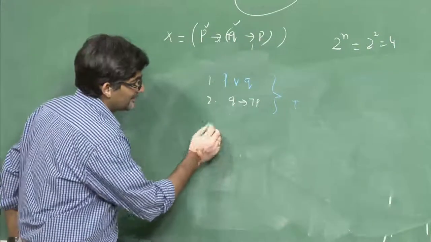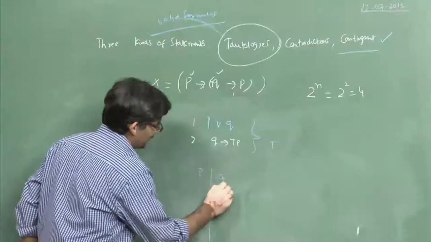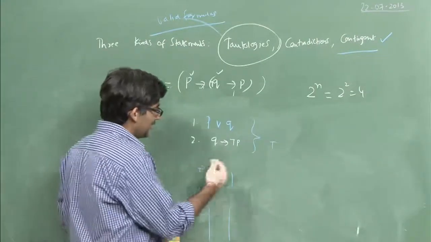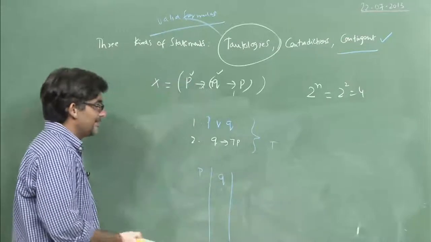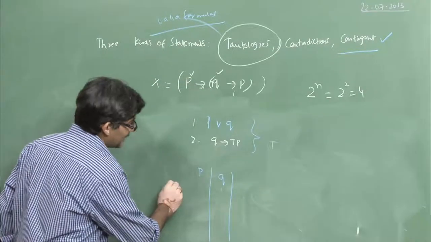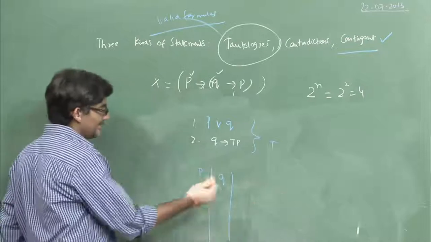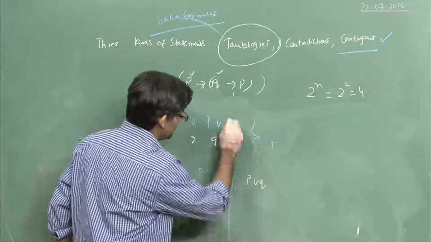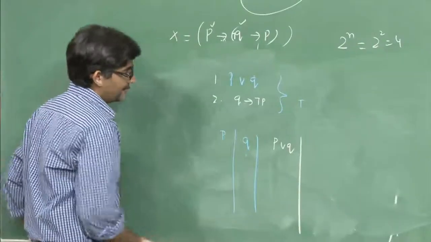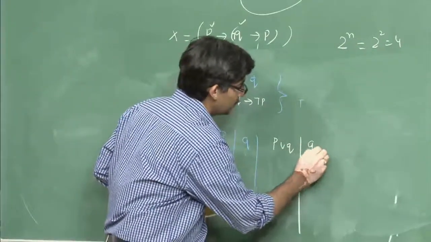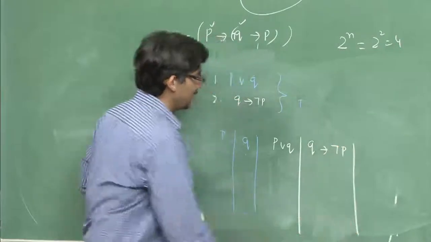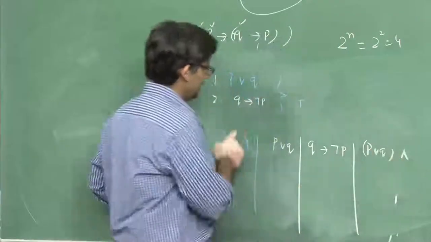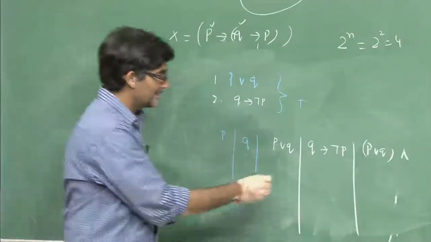So now what you need to do is again draw the truth table, and then we need to see whether at least under some particular row we generate T's. So now you have P, Q. Now this is the formula which we have here: P or Q, and Q implies not P. Now you need to study this particular thing.